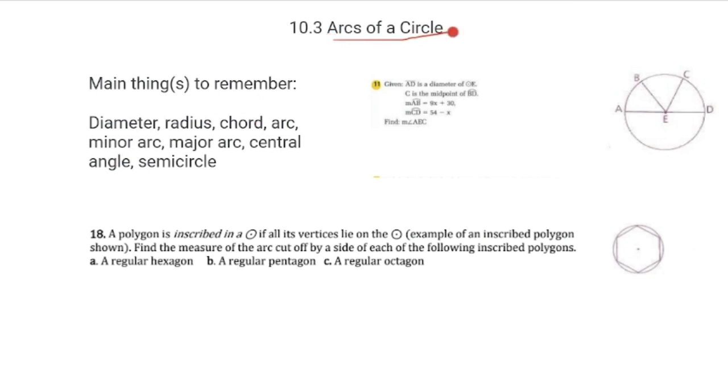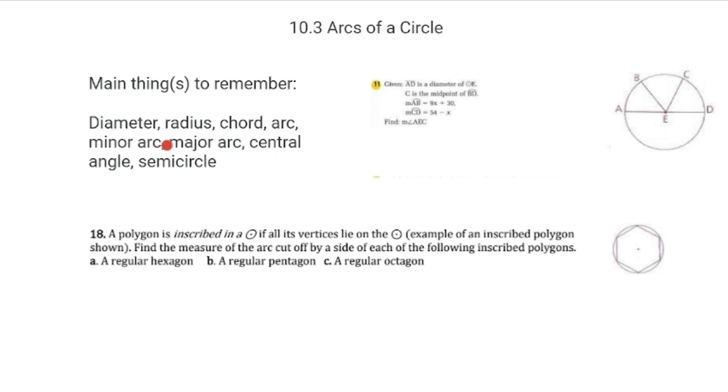10.3, arcs of a circle. The main thing to remember about this section is to make sure you know all these words: diameter, radius, chord, arc, minor arc, major arc, central angle, and a semicircle. So diameter, radius, chord, arc, these should be pretty easy. If you read this far, you should already know what these words mean.